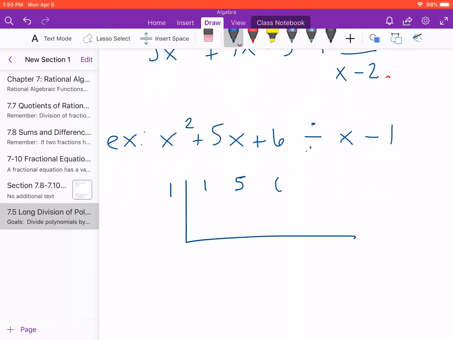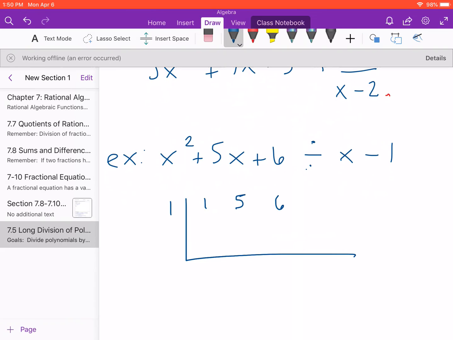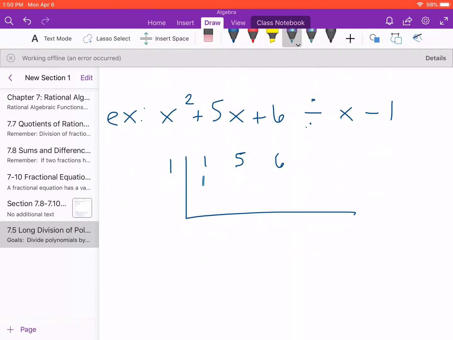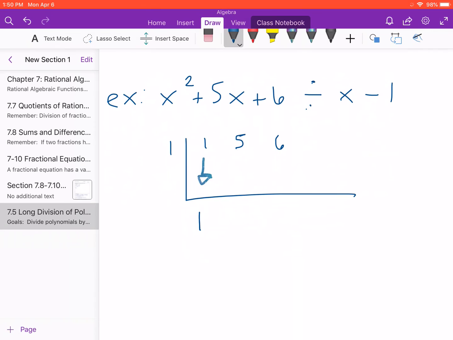For those of you that are asking, Mr. Rockman, where did you get that 1 from? Remember, there's an understood 1 in front of the variable x squared. So we're going to go ahead and bring that 1 down. When we bring that 1 down, we're going to multiply 1 times 1, which is 1. 5 plus 1 is 6. 6 times 1 is 6. 6 plus 6 is 12. And this, my friends, is my final remainder.